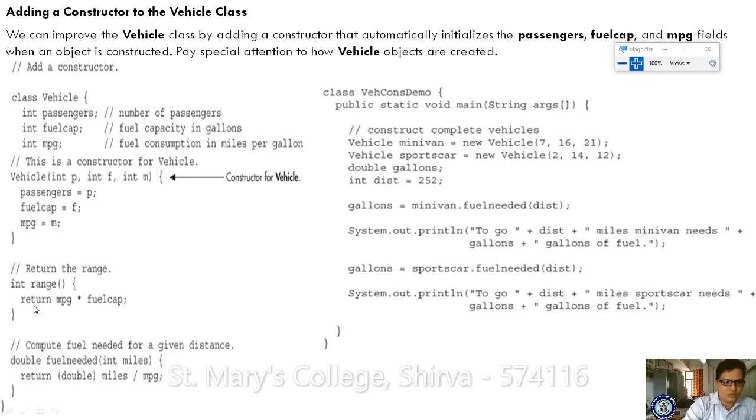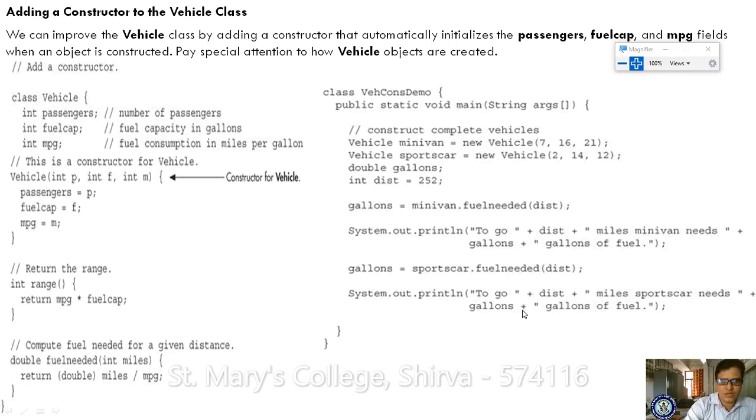Here we are calculating the range. No, here we are not calculating the range, we are calculating the fuel needed. For the distance of 252, I am calculating the fuel needed, which it returns and it is stored in gallons. So to go a distance of 252 miles, the minivan needs some number of gallons. Here the gallons of fuel required is displayed by the processing statement. And if you use a sports car, once again you calculate and display the result.